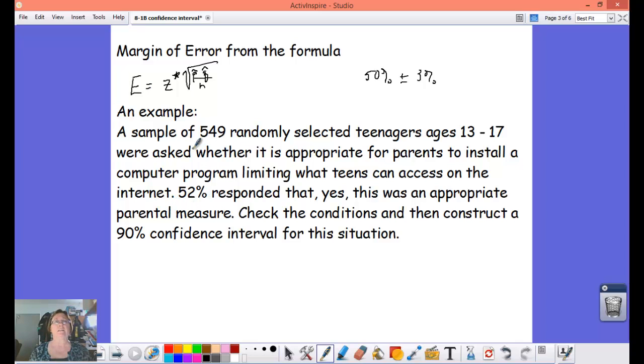So let's take a look at a quick example of generating a confidence interval and then interpreting what the results mean. It says we have a sample of 549 randomly selected teenagers aged 13 to 17.